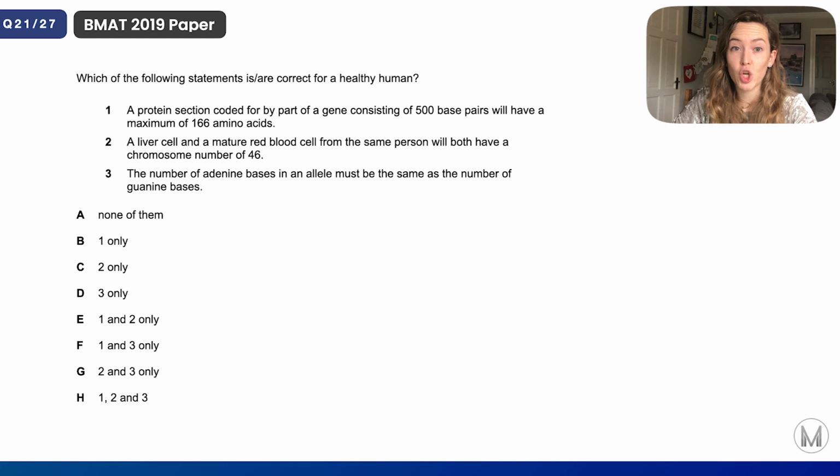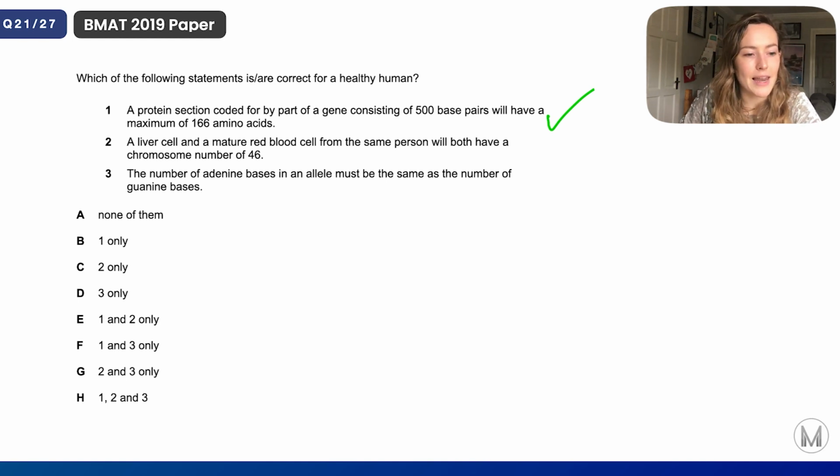For this first question, remember that 3 base pairs codes for 1 amino acid. Therefore, if we've got 500 base pairs, 500 divided by 3 means we can get a maximum, I agree, of 166 amino acids. So that statement is correct.